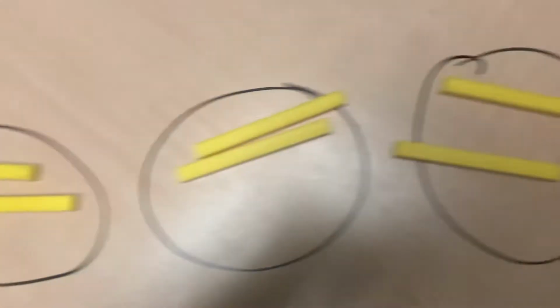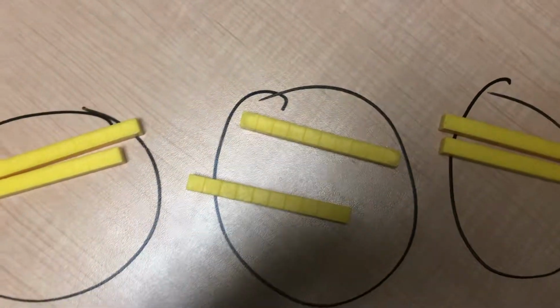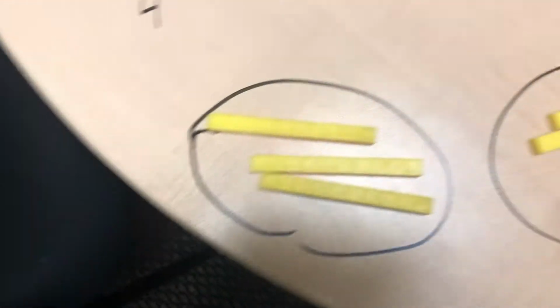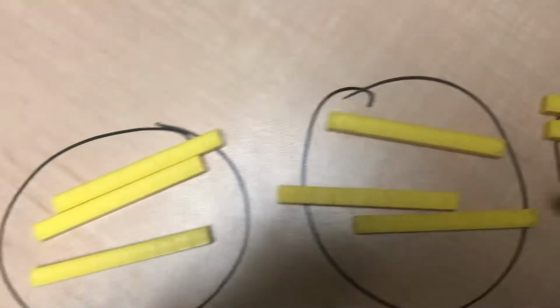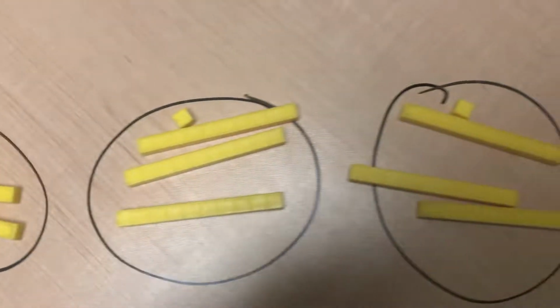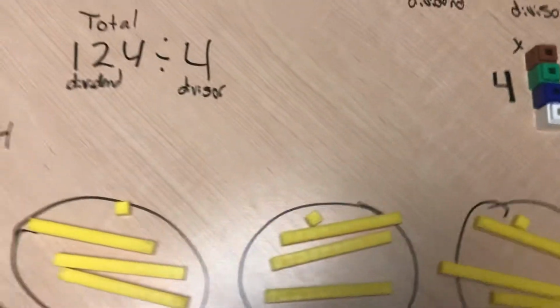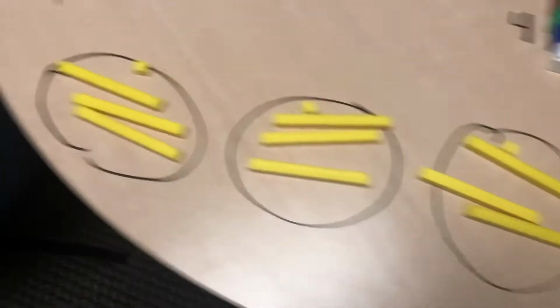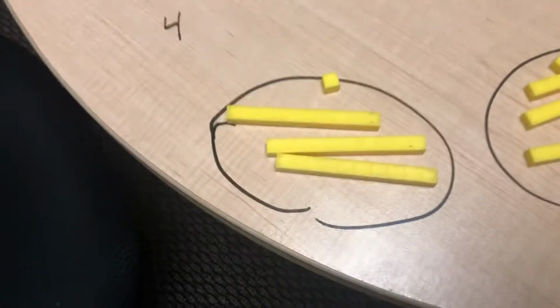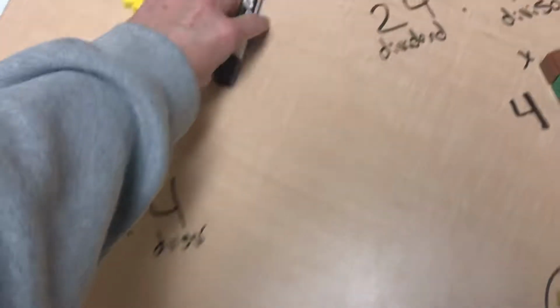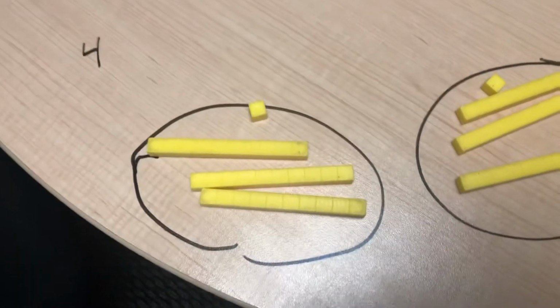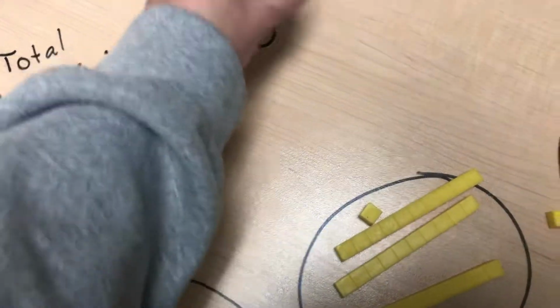Once again, we're making the connection that division is separating into equal groups. And I'm taking 124 and I'm separating it into 4 equal groups. And now I can see that each group has a total of 31 in it. So I just found out that my quotient is 31.